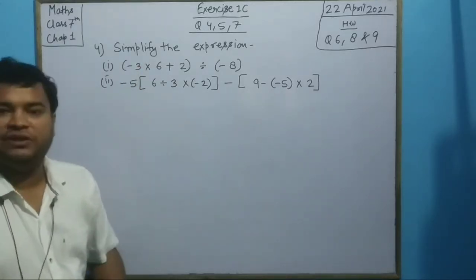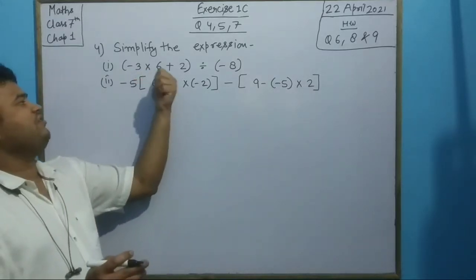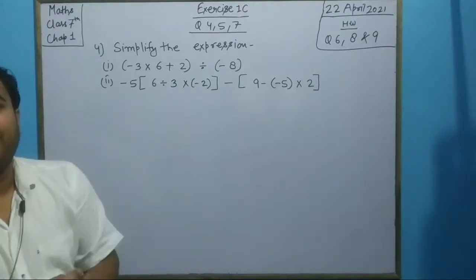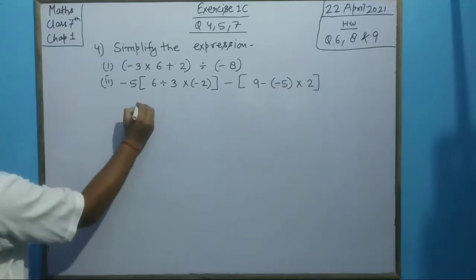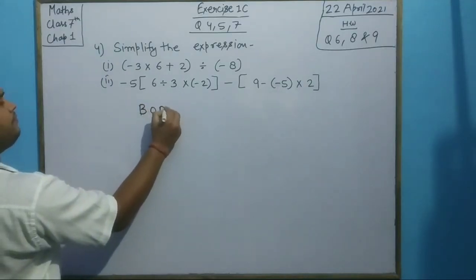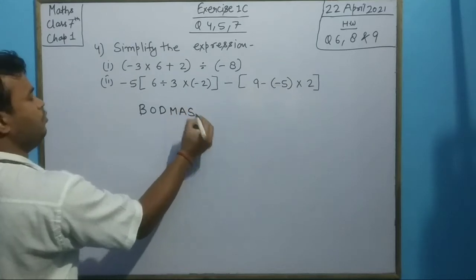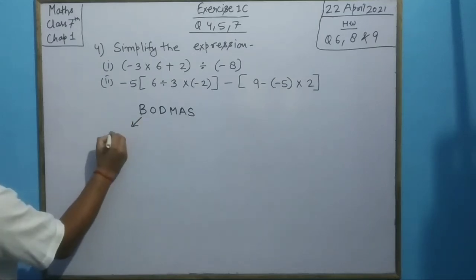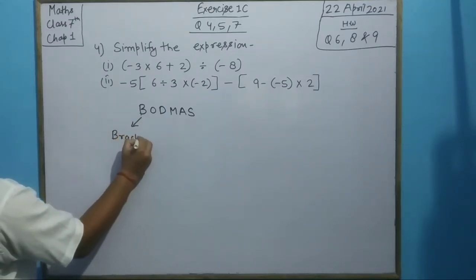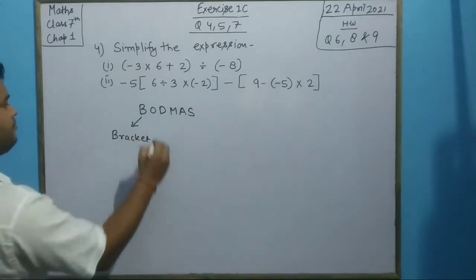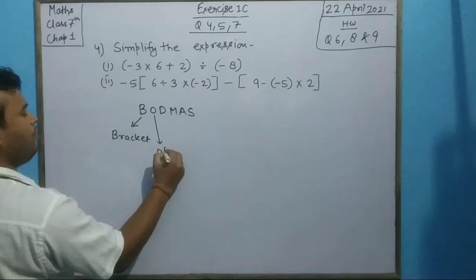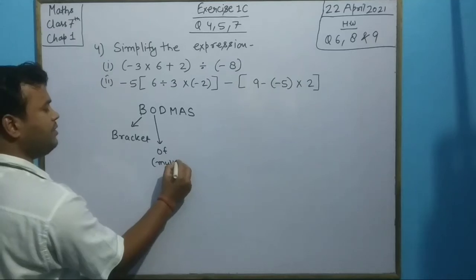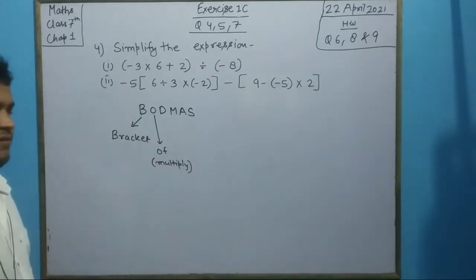There are various operations like multiplication, addition, and subtraction too. To simplify this, we use a rule known as the BODMAS rule. What do we mean by B? B stands for bracket. O stands for of. Of also means multiply, but there is a slight difference.